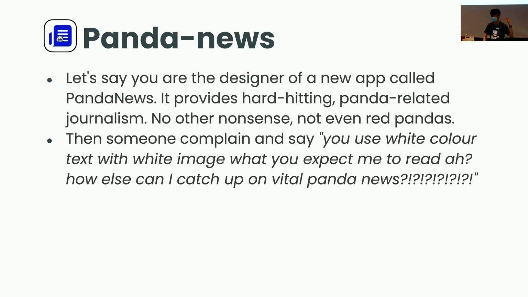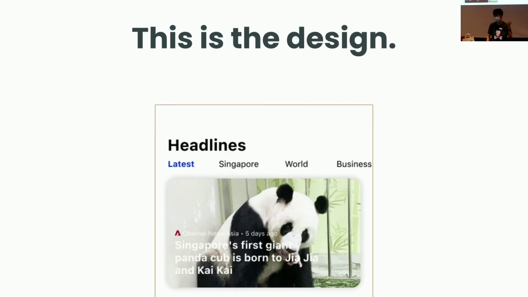So let's say you are designing a news app, okay? Now, because you design a whole bunch of random apps now. And then someone complains, you use white color and then your image got white. What do you expect me to read? And then you look at this, and then this is the design. So, obviously, we can all still read it, but think about this from the perspective of someone who doesn't have as good vision as us, and then they look at this and go, I cannot read half the words on here, and I don't like this website.